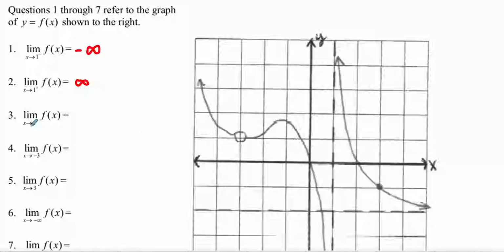How about as x approaches 1? You see when the left-sided limit and right-sided limit don't agree, then we don't have a value for that limit. It does not exist.